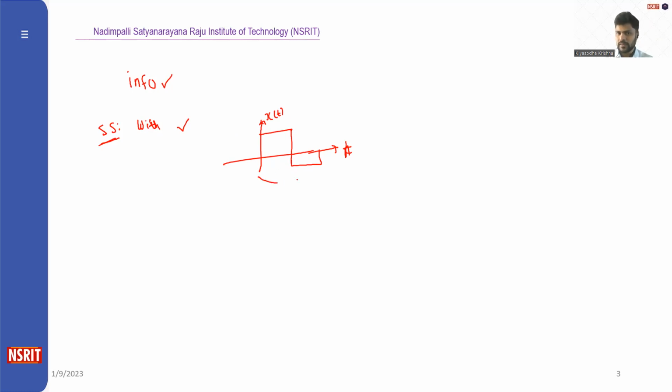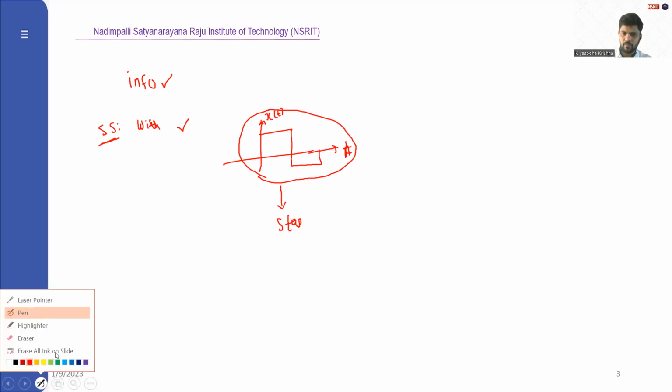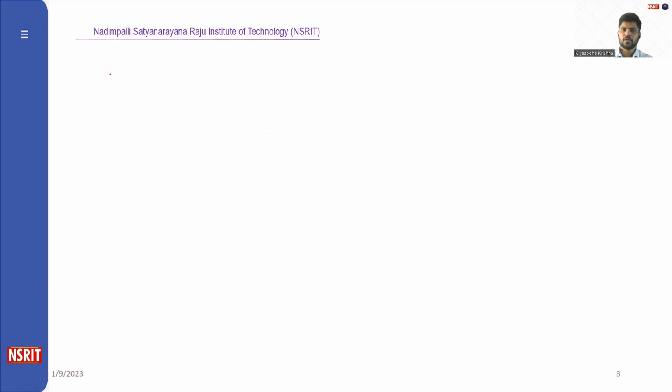To express it mathematically, definitely I need to learn standard sequences. This signal will be expressed in terms of step signals. That means I need to learn the standard signals, and then I will be able to calculate. So the purpose of standard signals is mainly to calculate the complexity mathematically.